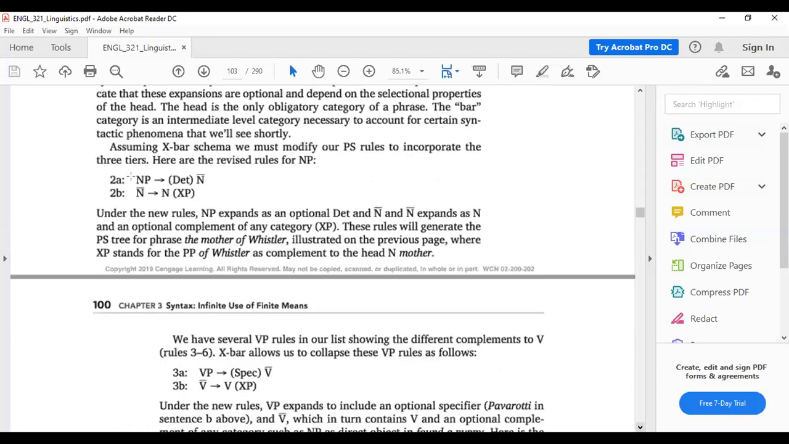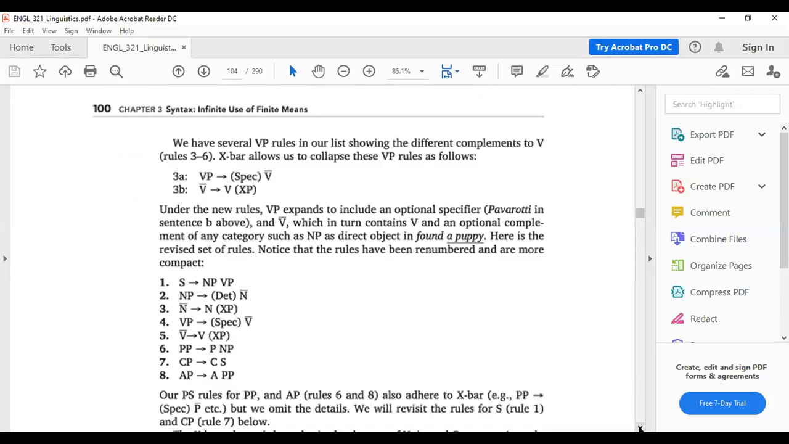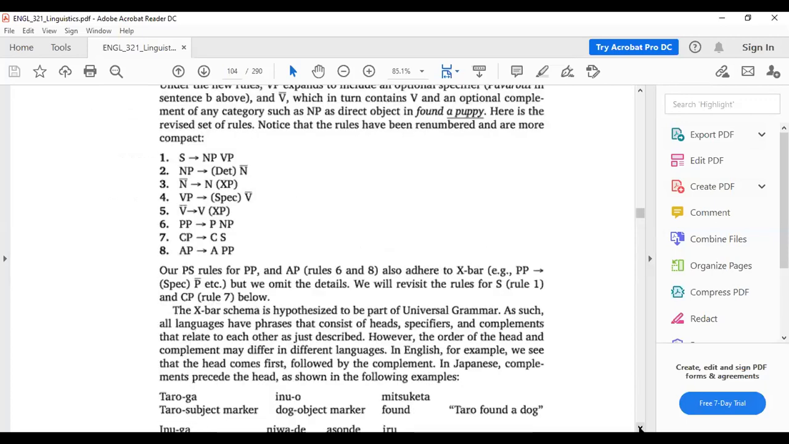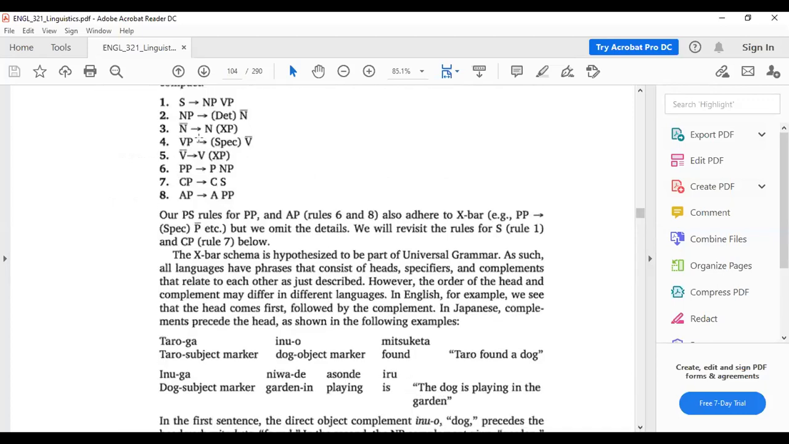So instead of saying NP gives det N, now it is NP gives optional det and N bar, and N bar gives N and optional XP. So inshallah in syntax, in GIL 323, you will have more details about the phrase structure rules.